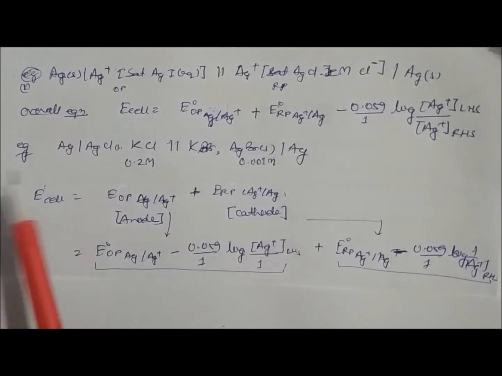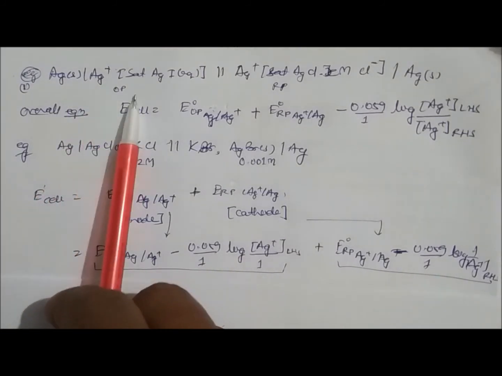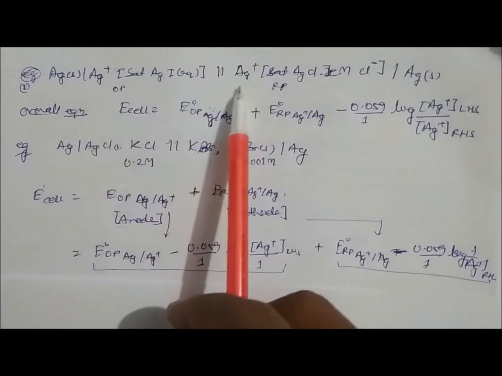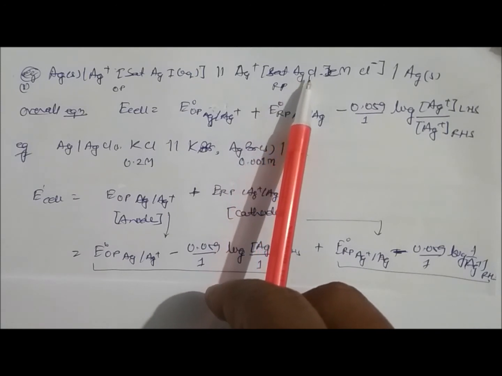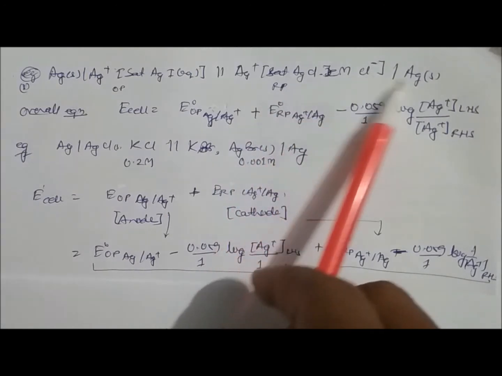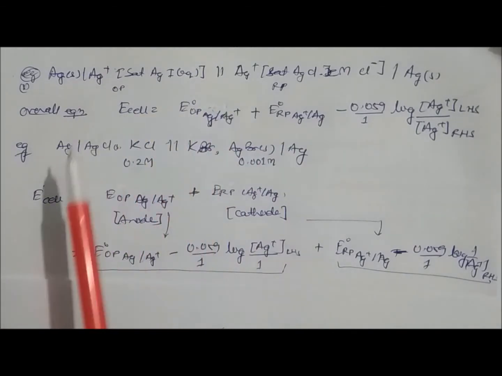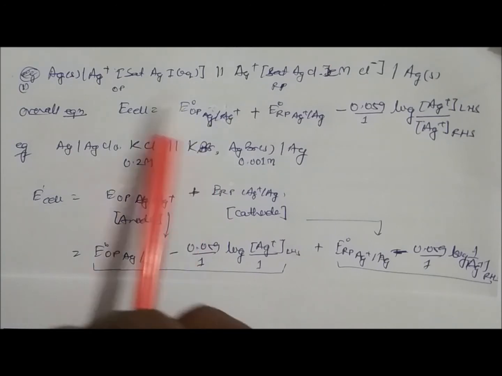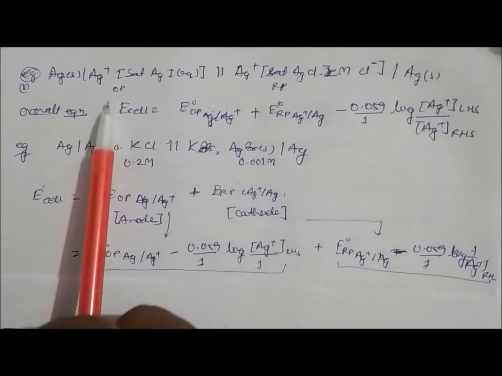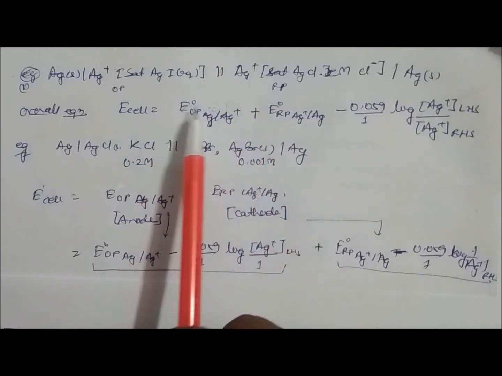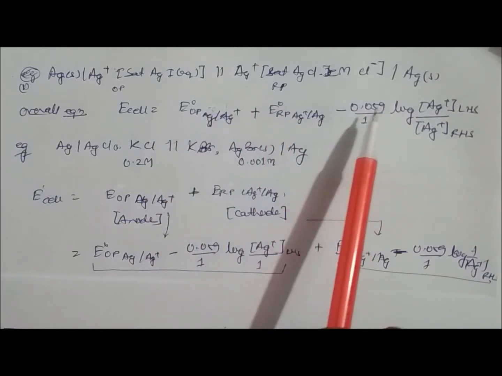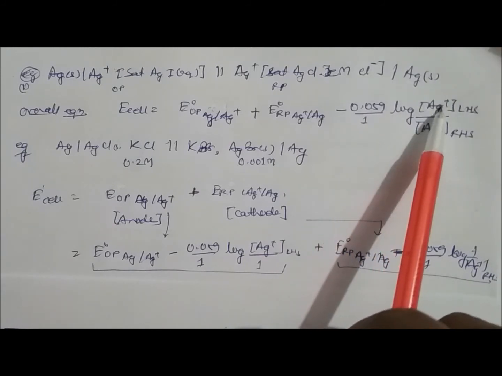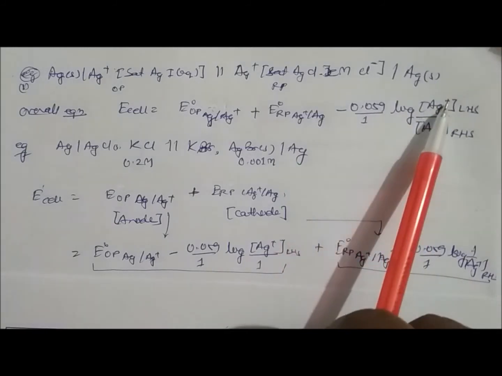So this is another example. Silver solid is converted to silver plus within a saturated solution of silver iodide in aqueous solution, and silver plus in a saturated solution of AgCl in some chloride solution, and Ag is a solid. This is the cell given. So how to write the Nernst equation? The overall equation will be E naught of cell, E naught of OP Ag by Ag plus for the anodic, and for the cathodic E naught RP Ag plus by Ag, minus 0.059 by 1 log of Ag plus by Ag. This is for the anodic, this is for the cathodic. So oxidized by reduced.